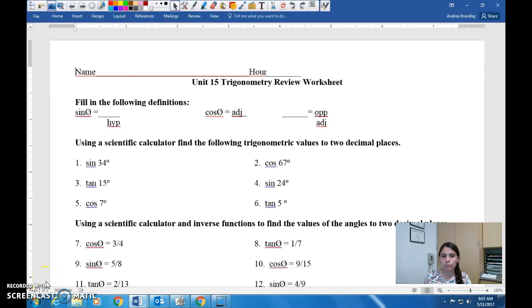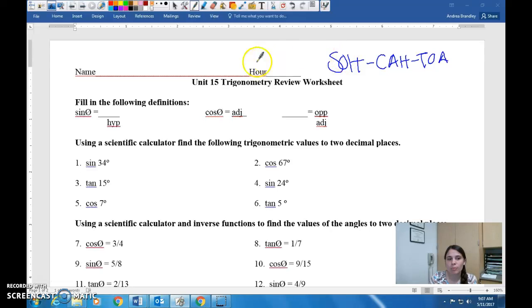So this video is a review of right triangle trigonometry. And to start, it has each of my three trig functions and it just wants me to fill in the blank. So I know that I have my mnemonic of SOHCAHTOA saying that sine is opposite over hypotenuse.